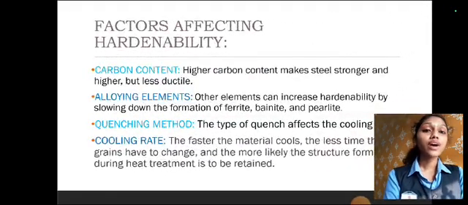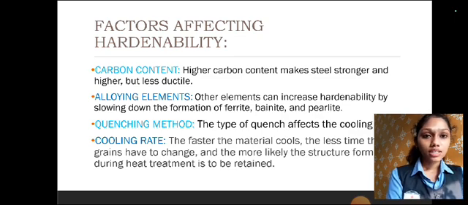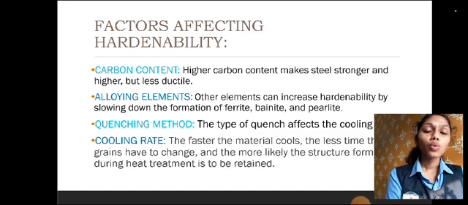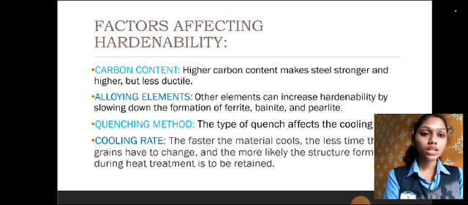Here we can see the factors affecting hardenability: carbon content, alloying elements, quenching method, cooling rate, grain size, and prior process. What is carbon content? Higher carbon content makes steel stronger and harder but less ductile. Alloy elements: other elements can increase hardenability by slowing down the formation of ferrite, bainite, and pearlite.